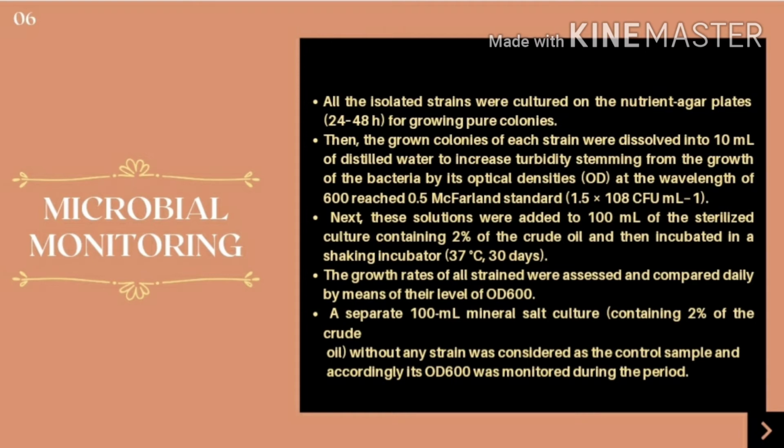The growth rates of all strains were assessed and compared daily by means of their level of OD 600. A separate 100 ml mineral salt culture containing 2% of the crude oil without any strain was considered as the control sample, and accordingly its OD 600 was monitored during the period.